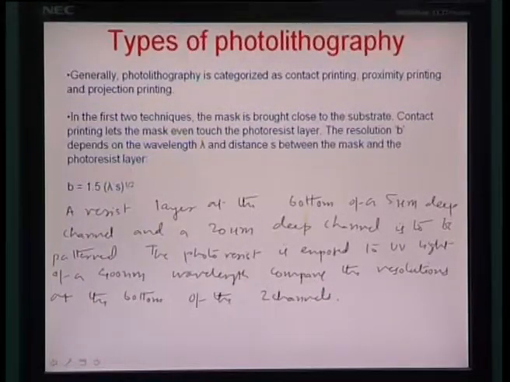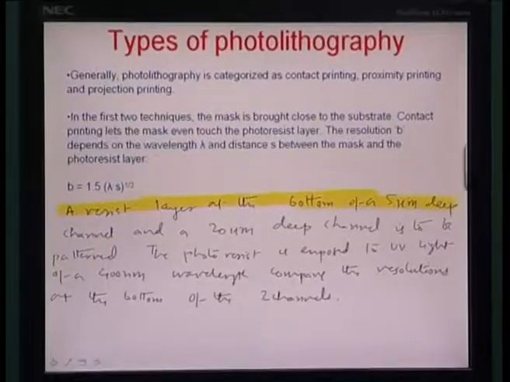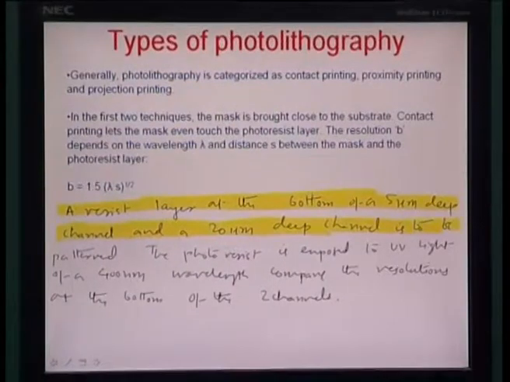Let us do a numerical example to see what is the variation. So, let us say you have a resist layer at the bottom of a 5 micrometer deep channel, which has been etched in an earlier step using a masking layer. A 20 micrometer deep channel is to be patterned on this layer of 5 micrometers of resist.